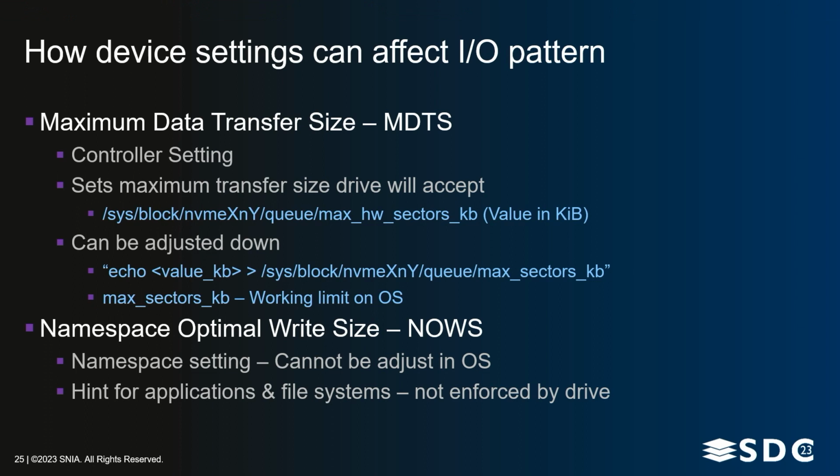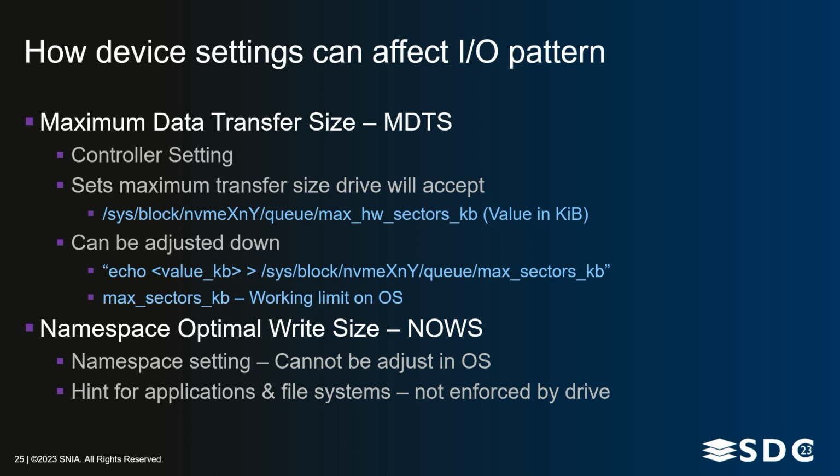And we can also look at how different device settings can affect the I/O pattern. So 2 of the device settings we're looking at here is maximum data transfer size. It's a controller setting. It is the maximum transfer size the drive will accept, reads or writes. It can be adjusted within the kernel, just running in the OS without having to reboot the device. But it can only ever be lowered. It can never be set above what the drive's MDTS is actually set at.